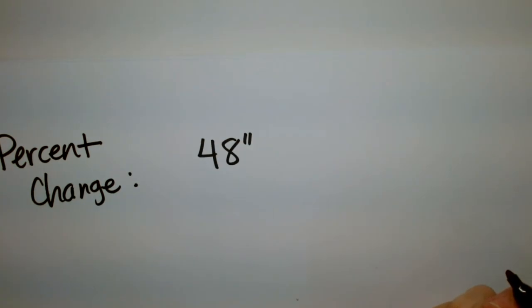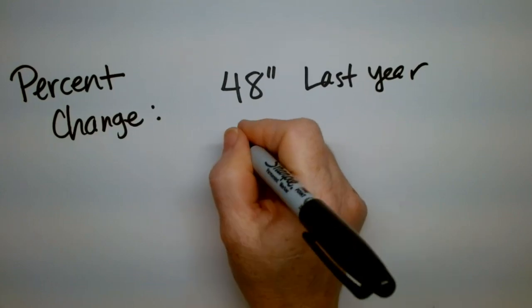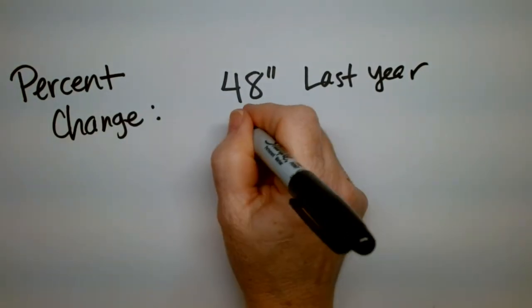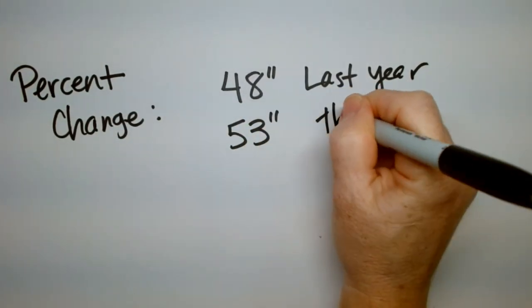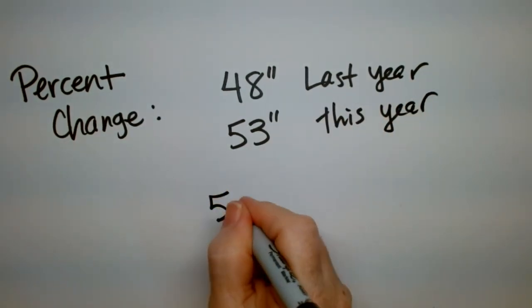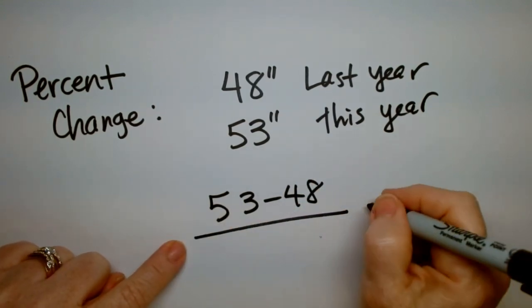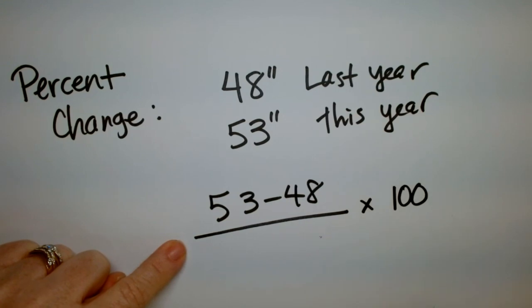Okay, this year, so that's last year. This year, okay, I'm going to grab one of yours, 53. Excellent. So what's your percent change? Okay, so the difference is 53 minus 48. Who goes on the bottom? Tell me, which number goes on the bottom? This is the important part.